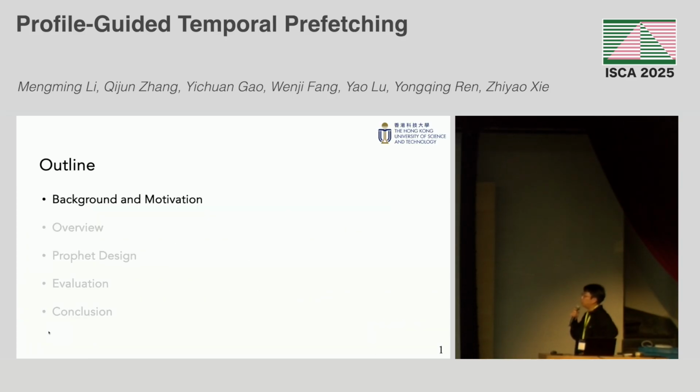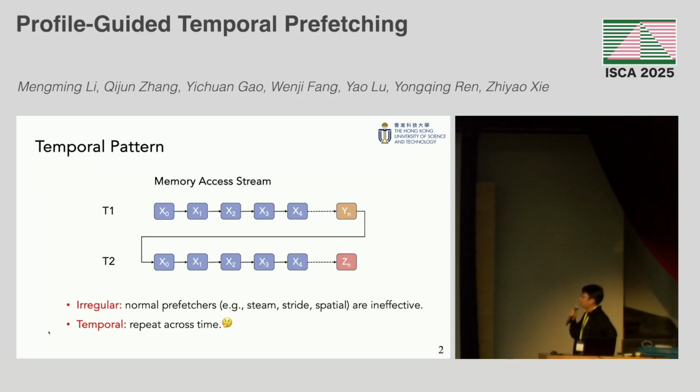Okay, let's start. First, I will introduce the background and motivation behind our work. Temporal prefetching focuses on temporal patterns, which have two characteristics. First, the temporal pattern is irregular, which means that normal prefetchers are ineffective for temporal patterns. Second, the temporal patterns repeat across time.